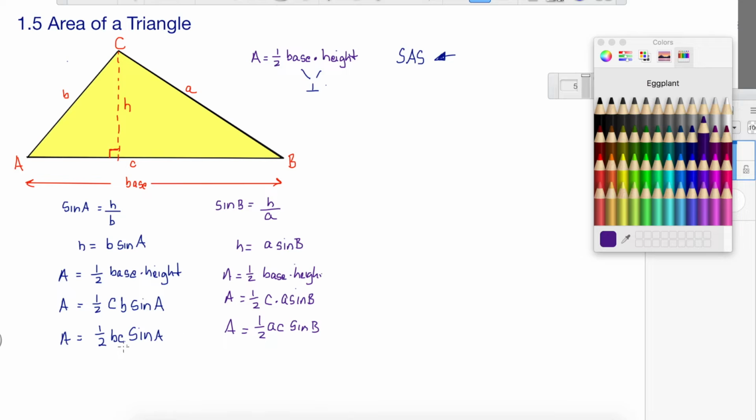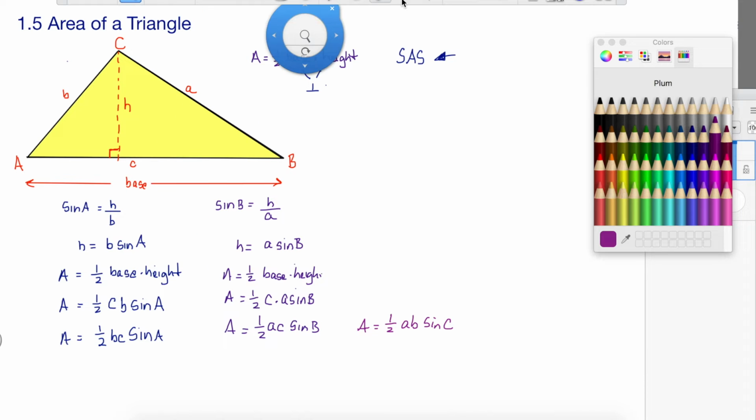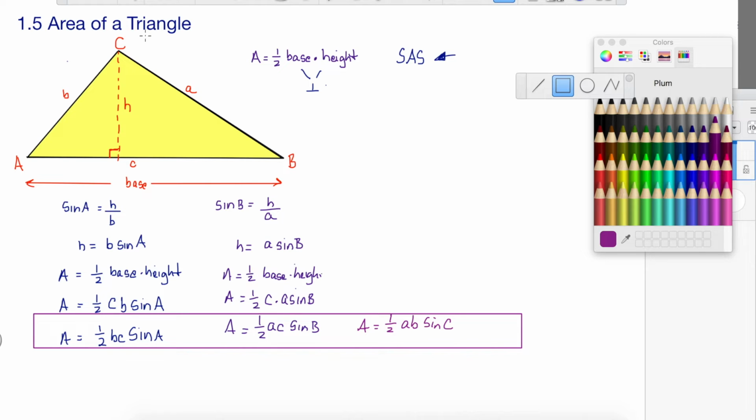Okay, you see the pattern here? 1/2 BC sine A. So A is the included angle between sides B and C. And then for this equation, we've got 1/2 AC sine B. B is included between A and C. And the other equation we could also use is 1/2 AB sine C, using sides A and B. So all we did was use two equations, the area equation along with right triangle sine, and we get three equations that we can use.